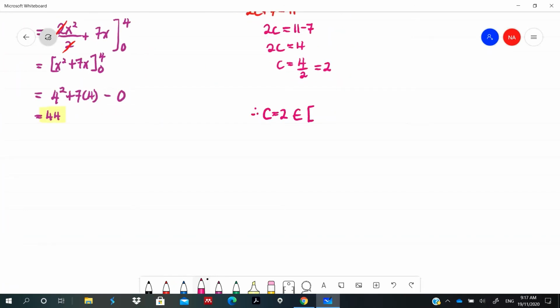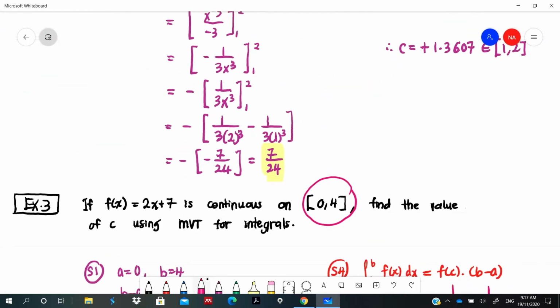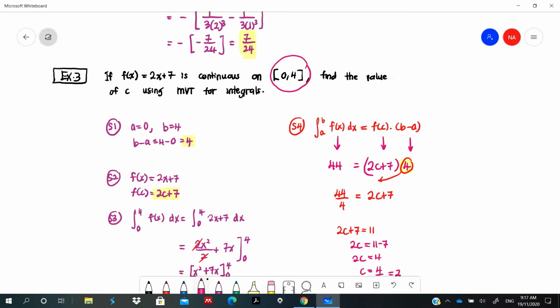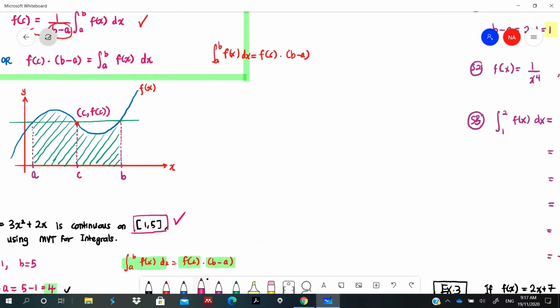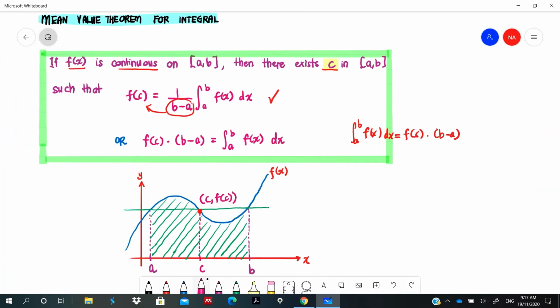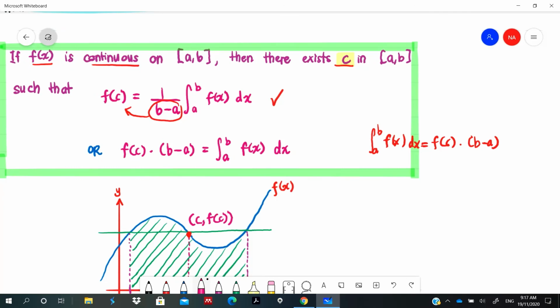Why? Because it is within the interval 0 to 4, as the question asks us to find the value of c within the interval. So that's the value of c. That's basically the mean value theorem for integrals. Very easy. You just have to utilize the formula given in the theorem.